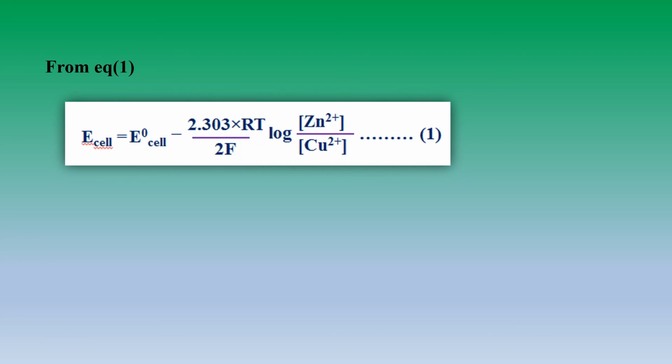From equation 1, E cell is equal to E naught of cell minus 2.303 RT divided by 2F log of Zn2+ divided by Cu2+. This is equation 1. From this equation 1, we can write E naught of cell is equal to 2.303 RT divided by 2F log Kc, because at equilibrium E cell becomes 0 and the ratio of the concentration of Zn2+ to Cu2+ is taken as Kc. This is equation number 2.